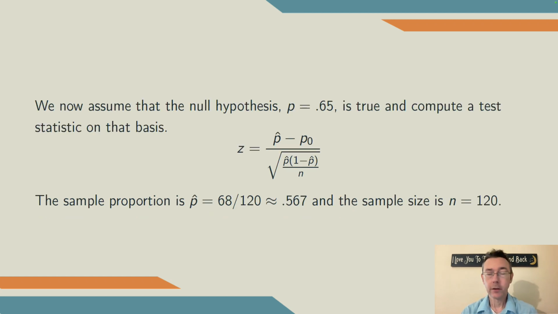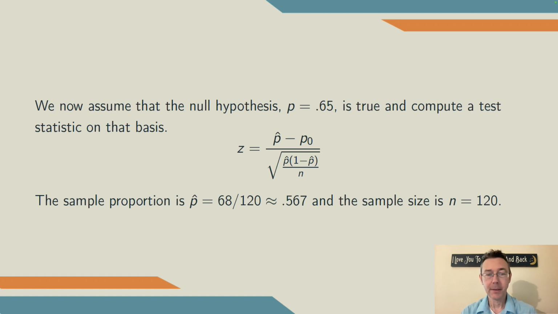We now assume that the null hypothesis is true, that the population proportion is 65%, and we compute a test statistic. That's going to be a z-score, and the formula is right here. I talk a lot about that in my previous video in the Normal Knowledge College Statistics course. I'll throw a link up to that up top in case you haven't been following along the whole course and want a little bit more information about that test statistic.